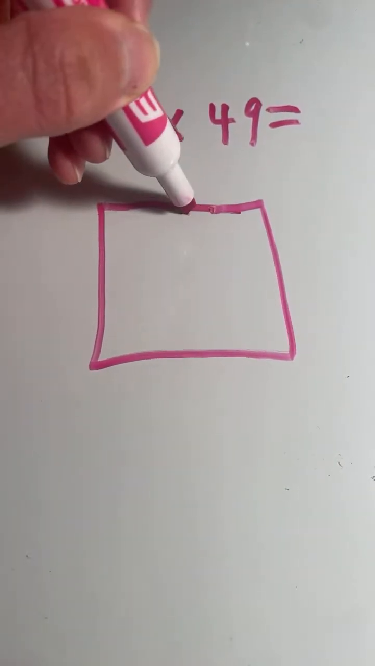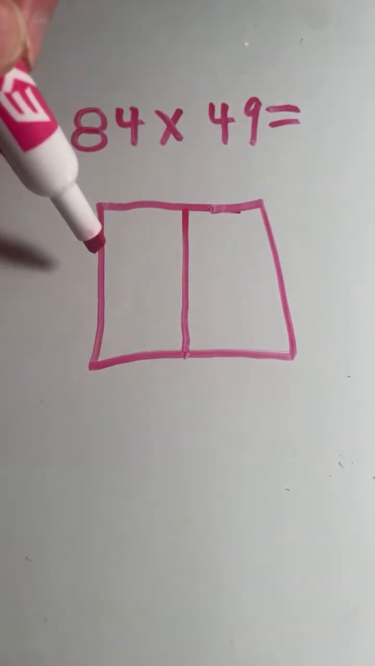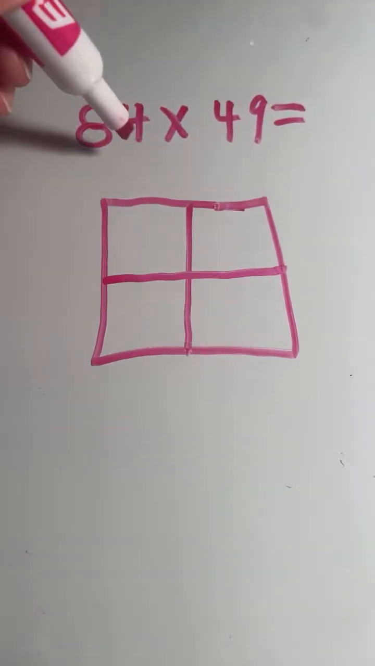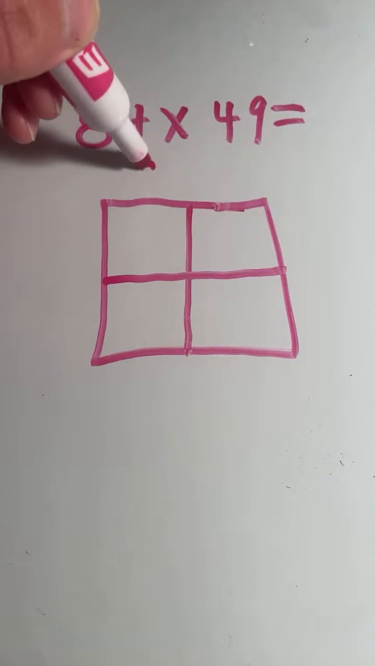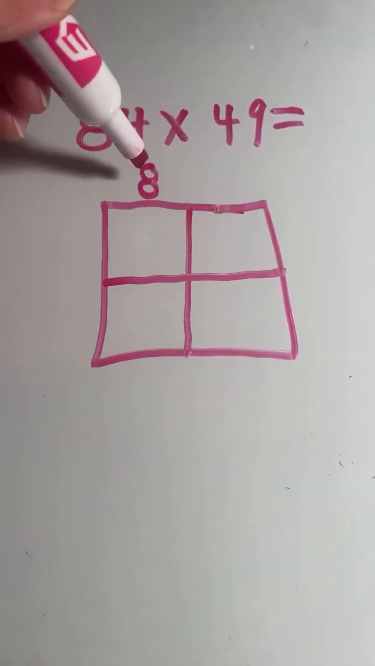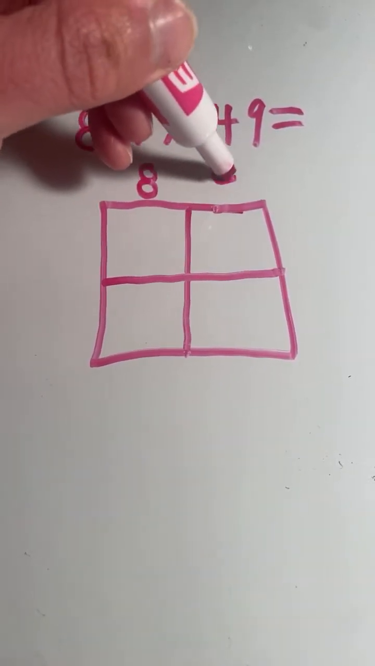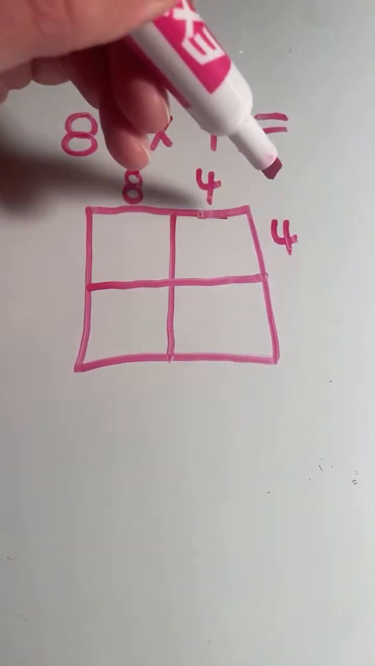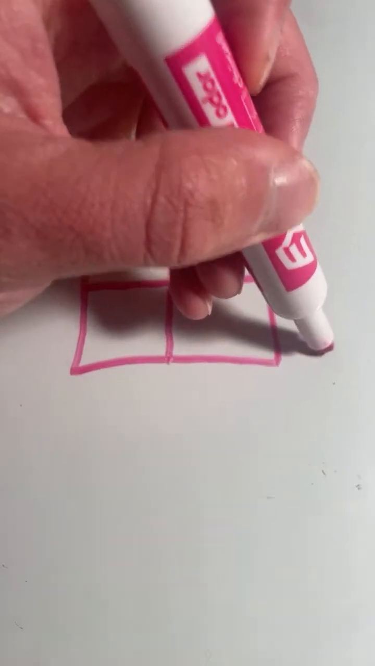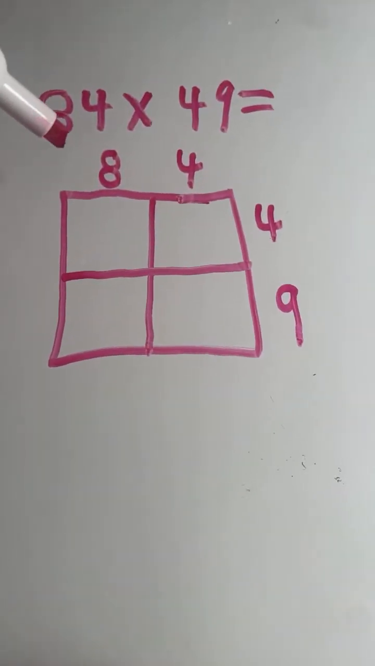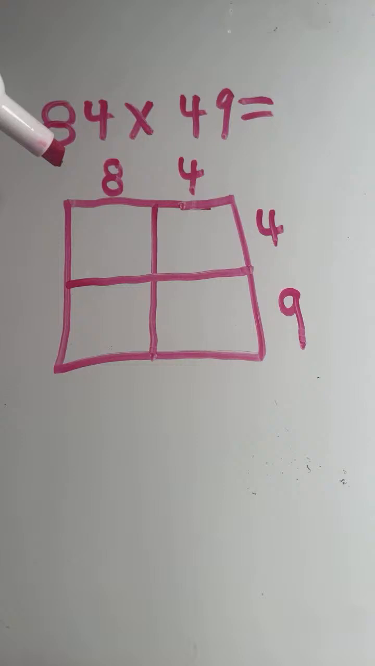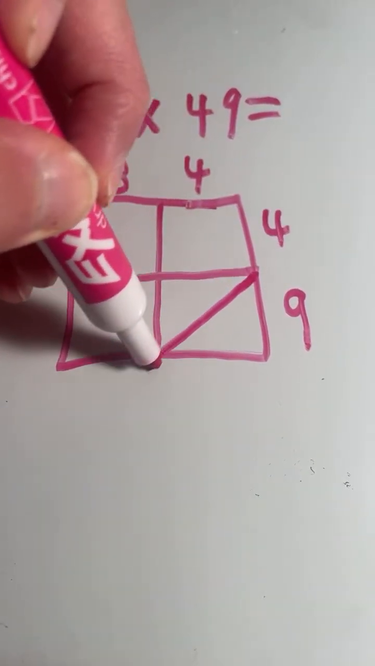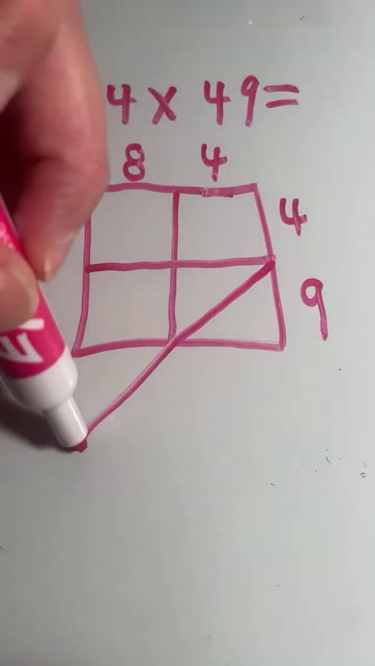So for the lattice method, we need a box for each of the digits. So 84 times 49. We need a box for the 8 and the 4 in 84. Then along the side, we have a box for the 4 and the 9 in 49. Next, we have to draw a line through each box, making our triangles.